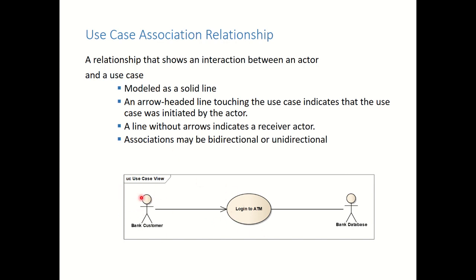So the bank customer triggers the use case login to ATM, and which is actually extending back to this bank database, because when you have to log into the ATM, you have to check in the backend database whether this particular person is verified or not, or whatever it is, right? So this is nothing but the association. This is just a relationship which shows a complete interaction between an actor and the use case.